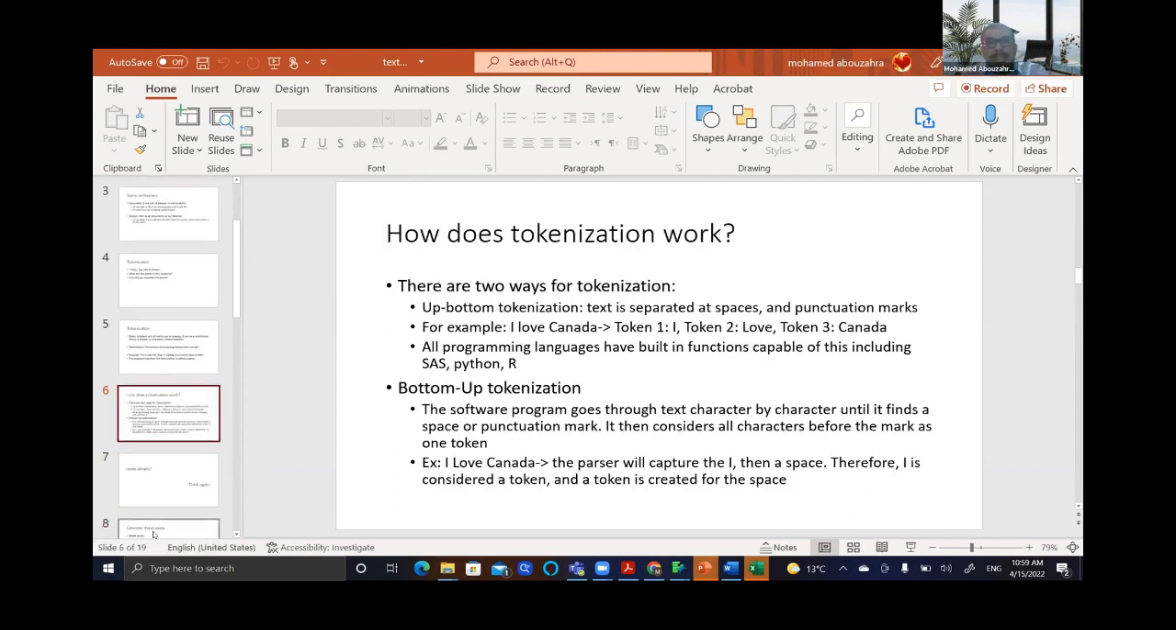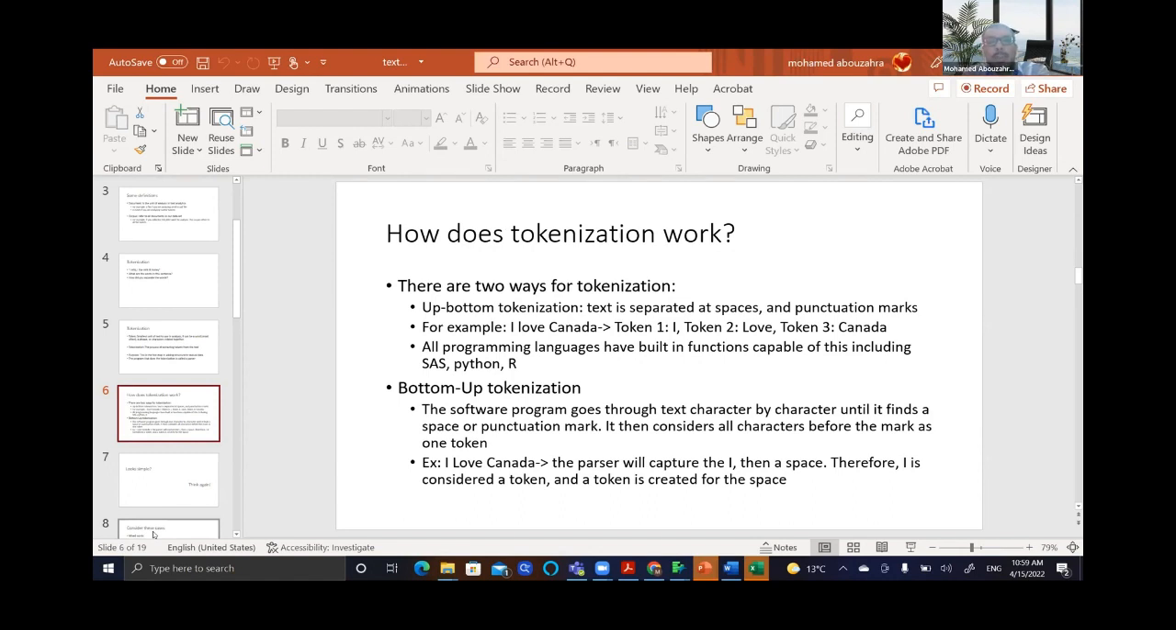Now, in computer science, we have two approaches for tokenization. One of them is called up-bottom tokenization. This is very similar to Excel. When you are using the search and len functions in Excel to separate text into words, this is an example of up-bottom tokenization. You search for spaces and then you say anything between two spaces is a word, anything between space and end of sentence is a word, and so on.